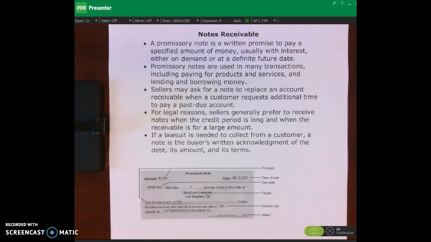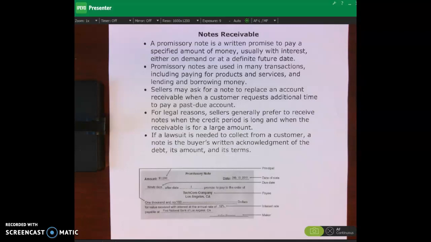So a notes receivable contains a promissory note. A promissory note is a promise to pay a specific amount of money, usually carrying interest, either on demand or at a definite future date. These promissory notes, which are notes receivable, can be used in a lot of different transactions. They can be used to pay for products and services, and they can also be used for lending and borrowing money.